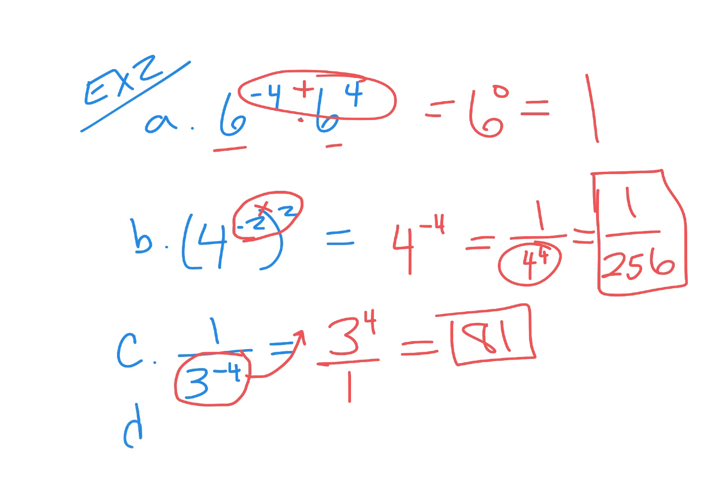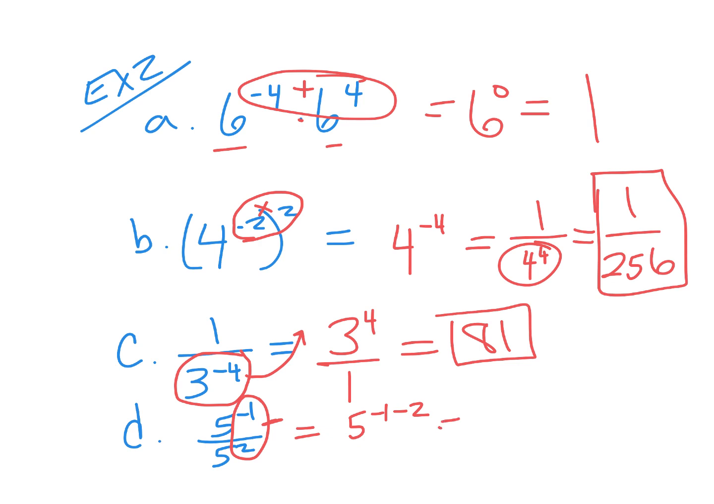All right, last one for this example. We have 5 to the negative 1 over 5 to the 2. Okay, so we have the division going on here, so what happens with these exponents? Add, subtract, multiply, or divide, do you remember? Subtract, very good. So that's the same thing as saying 5 to the negative 1 minus 2.